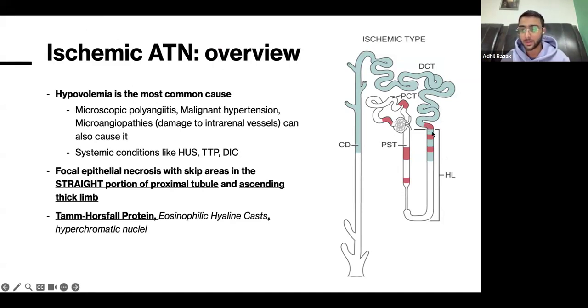Skip areas: as you can see, there are parts that are red, there are parts that are green or blue or whatever color this is in this image. That means there are areas that are not affected and areas that are affected. It's tiny focal epithelial necrosis in the straight portion of the proximal tubules. And remember this word, Tamm-Horsfall protein. They could give you a tiny MCQ and ask, okay, ischemic ATN, which of the following would you see in this condition? Tamm-Horsfall protein. You could also see hyaline casts and hyperchromatic nuclei because of the apoptosis happening due to ischemia in these renal cells.